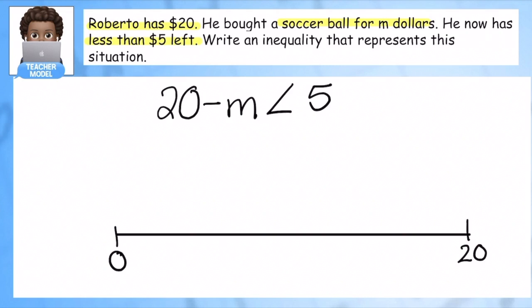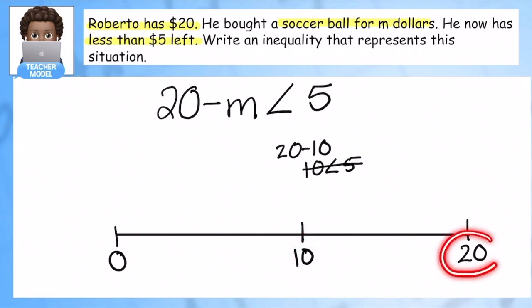Okay, so what about if he spends in the middle? What if he spends $10? 20 minus 10, he would have $10. Is $10 less than 5? Nope, that is not a true statement. So he has to definitely spend more than $10. He's going to spend more than 10, but up to $20. So somewhere in this range. So why don't we try a number kind of in the middle? Let's say 15.